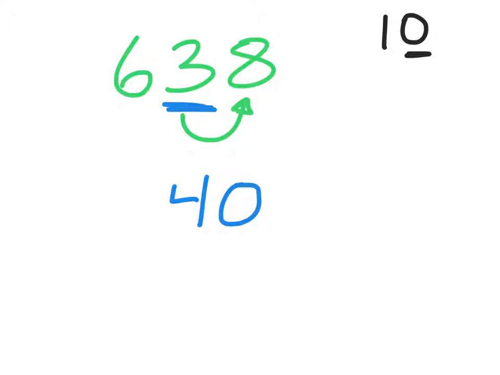But I'm not quite done because 638 rounded to the nearest 10 isn't just 40. I can't forget the numbers that come in front of my tens place value. So I have to have a 6 there. So there is how you round to the nearest 10.